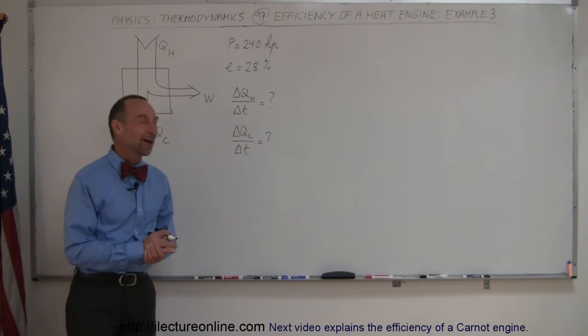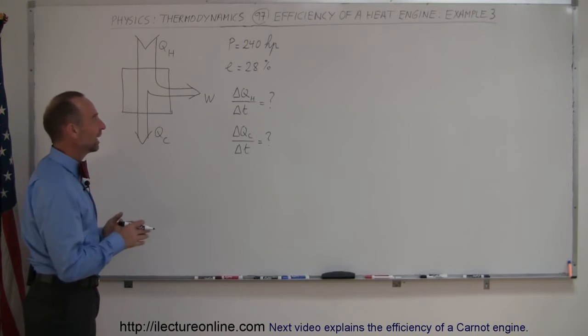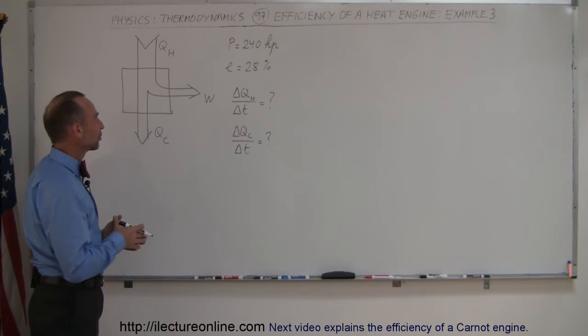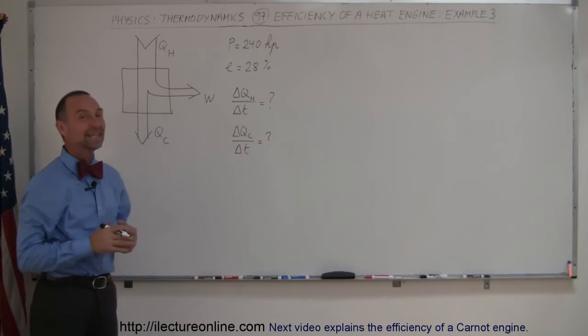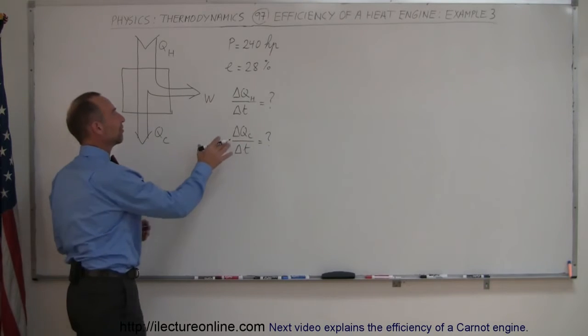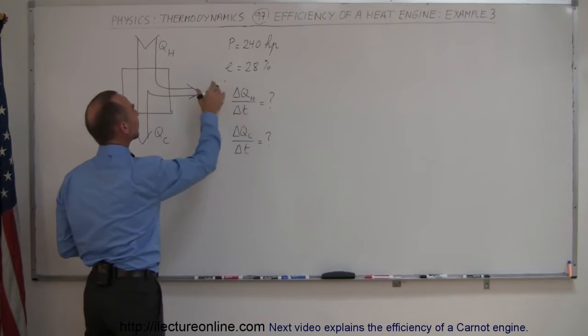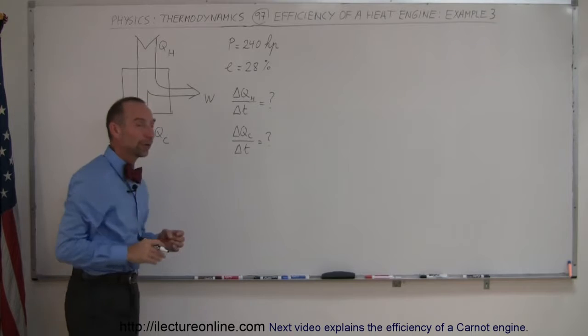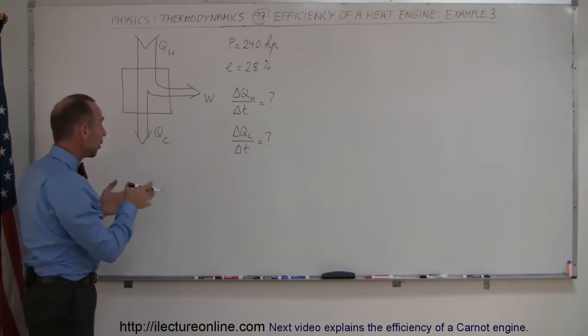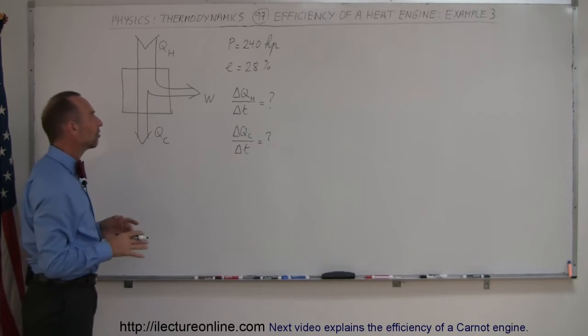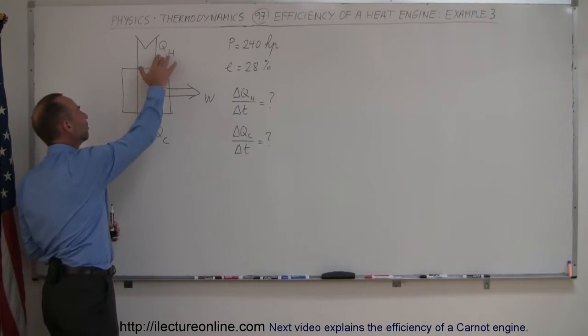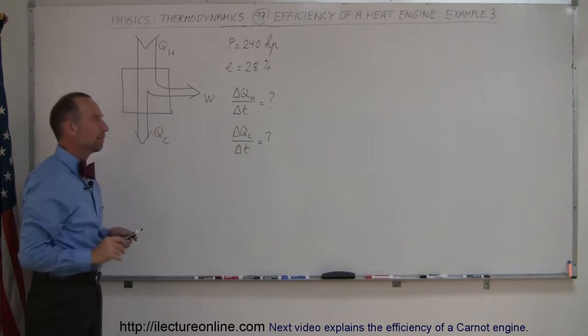Our third example of how to find the efficiency of a heat engine is a slightly different approach. Here we're given the power output of this engine and the efficiency, and they're asking you to find the rate at which heat is extracted from the hot reservoir and the rate at which heat is dumped into the cold reservoir. So the way to do that is to simply divide each of these three by time.